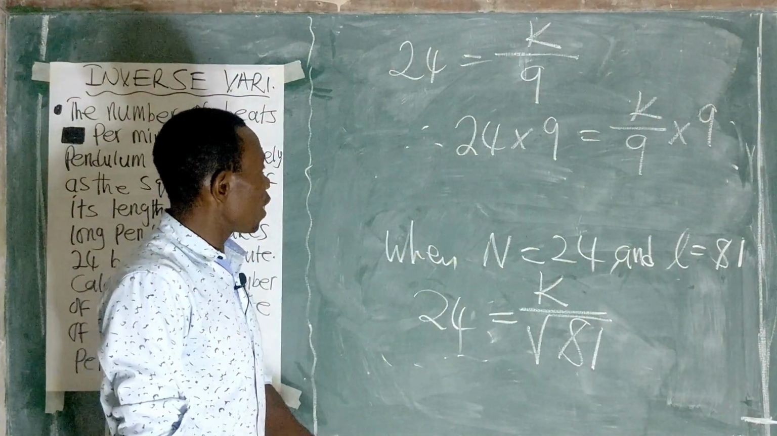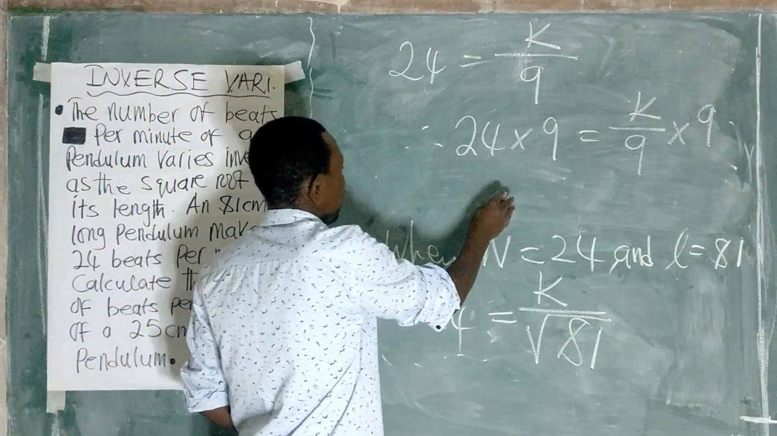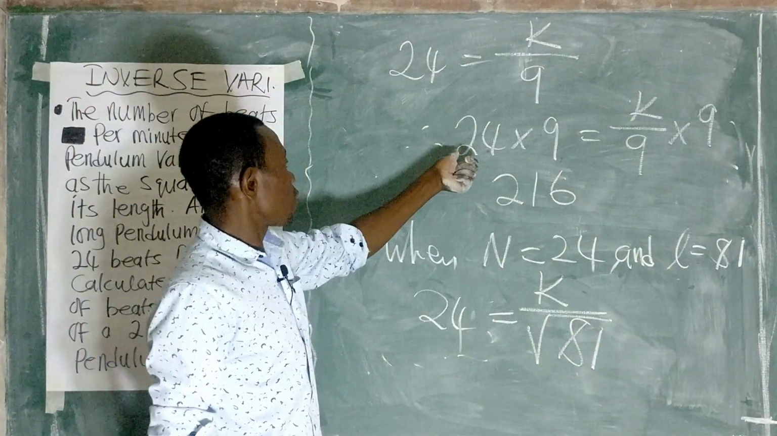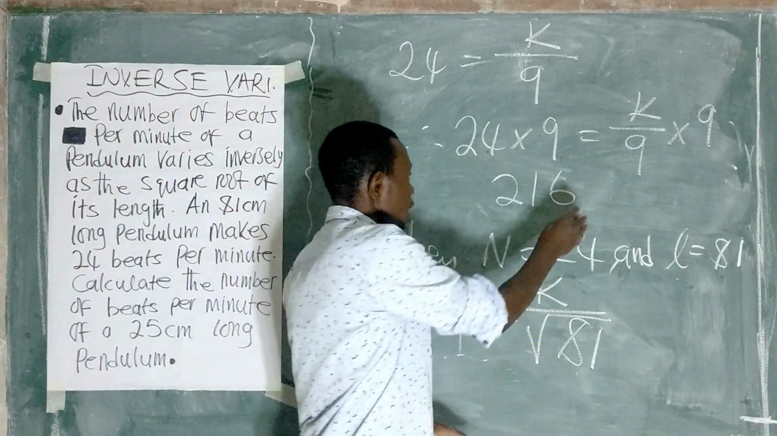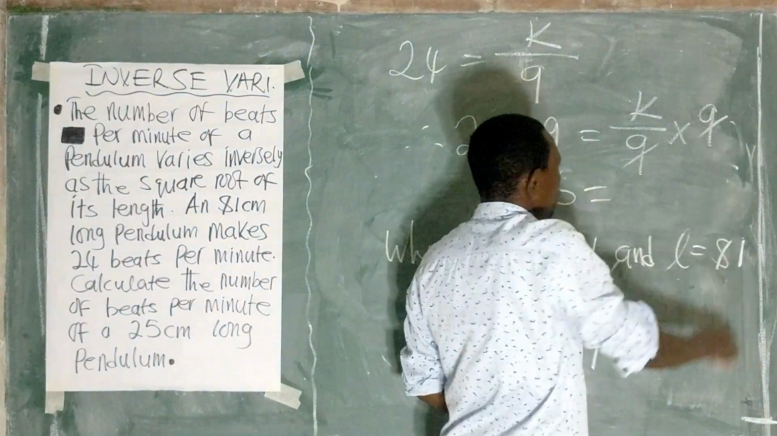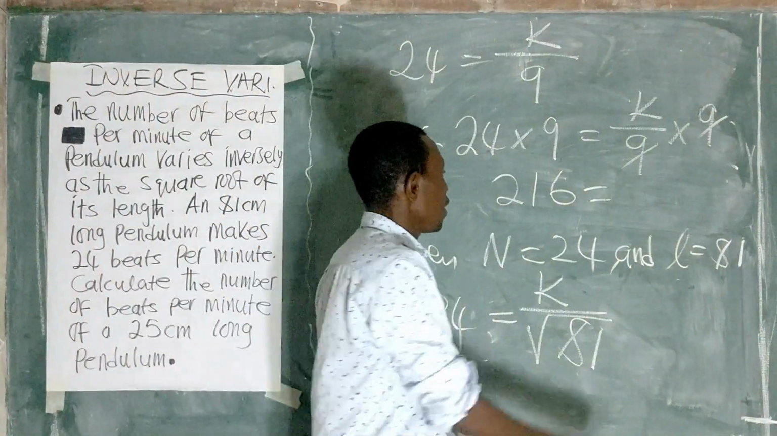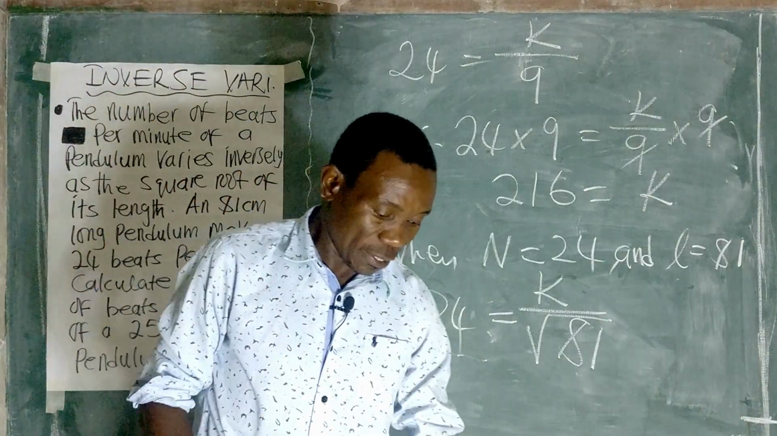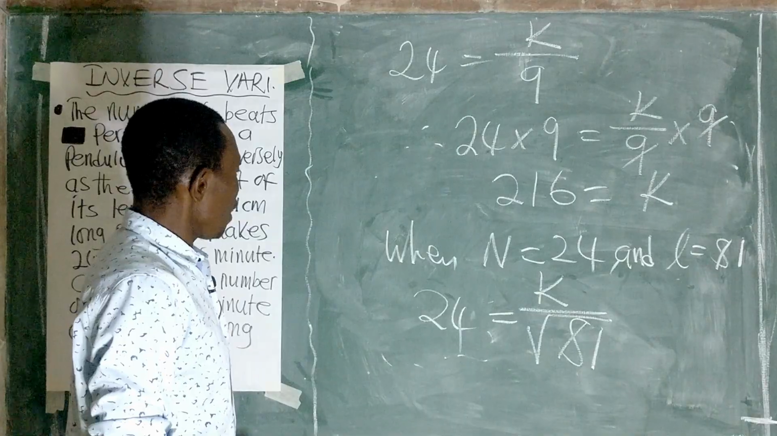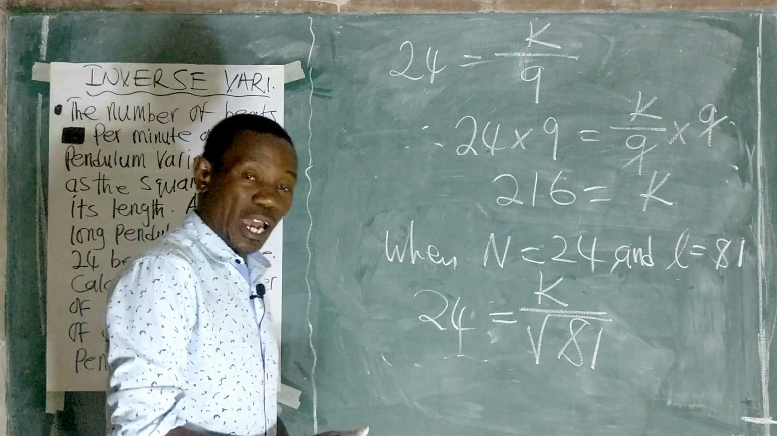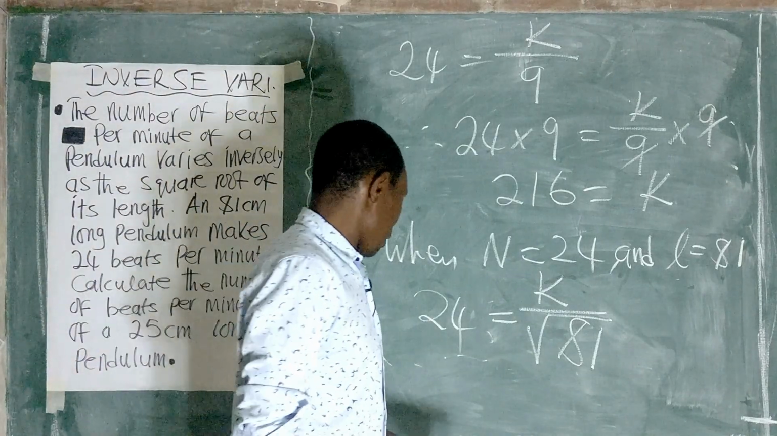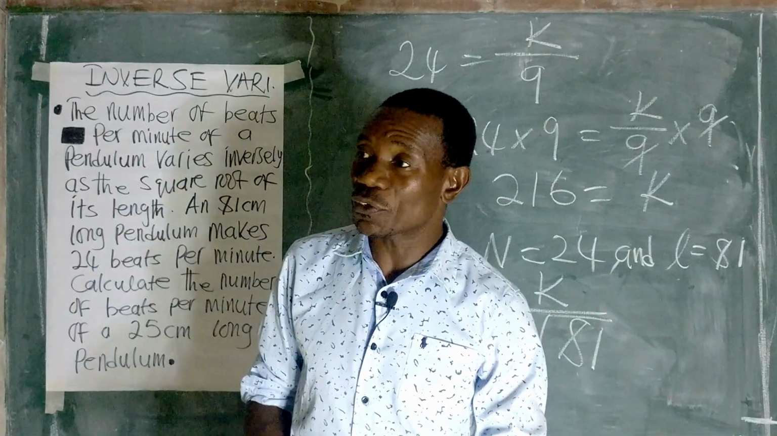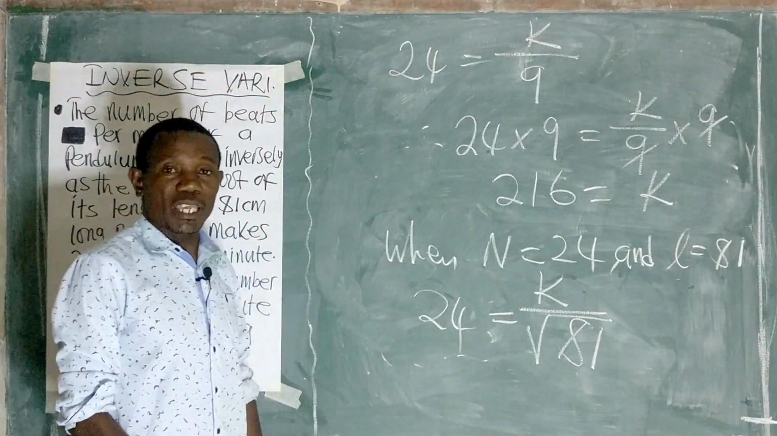If I multiply 24 by 9, what I'll get here is 216, because 9 times 4 is 36, 9 times 2 is 18, plus 3 is 21. Here you just divide 9 into 9, which is 1, and that one is multiplied by k, so you get k. Which means k is equal to 216. So the constant of proportionality in this case is 216.